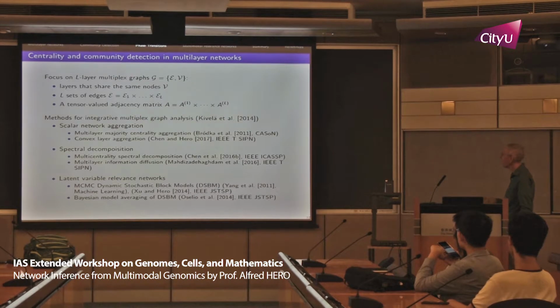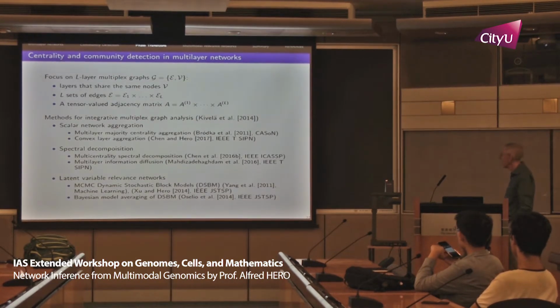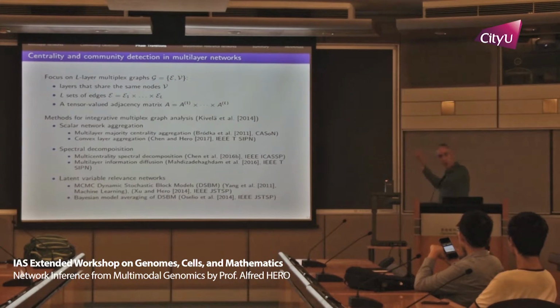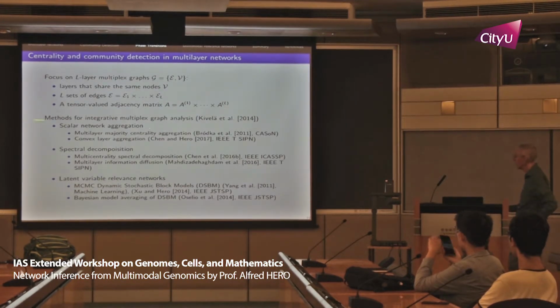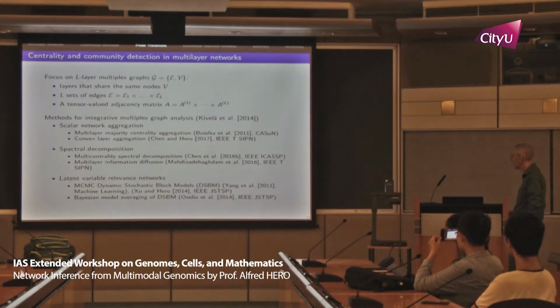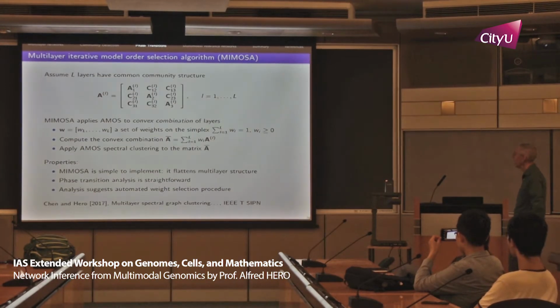Centrality and community detection in multi-layer networks is a different story. We've talked about single layer so far. I'm going to talk about a multiplex network where the only connection between layers is within an individual node. There are no cross-node connections between two layers. There are methods for multiplex graph analysis that have been developed, lots of work in this area. I'm not going to describe them.